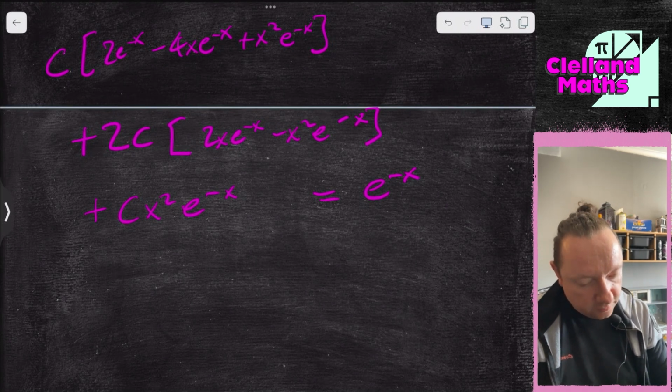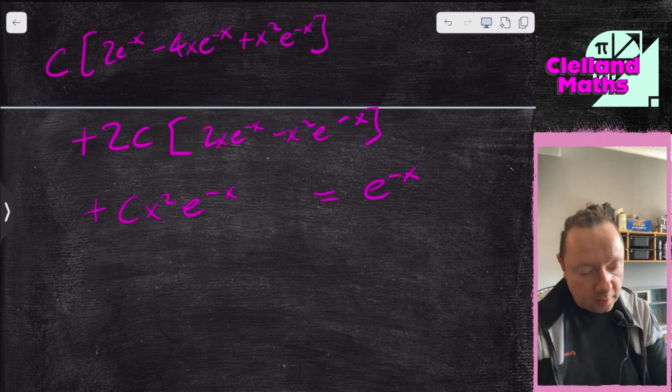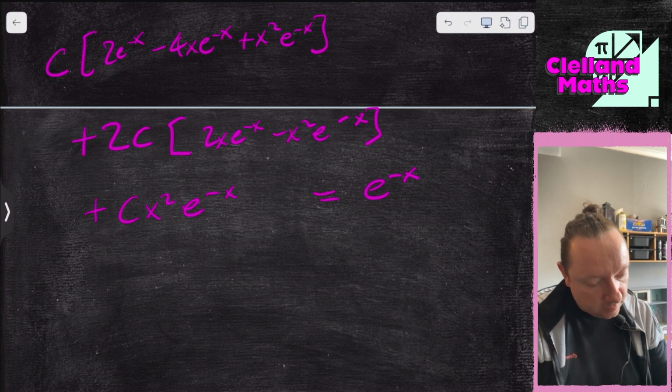So let's just expand everything out and tidy this up. So in terms of constant in e to the minus x, we've got 2C e to the minus x, and that's all we've got.